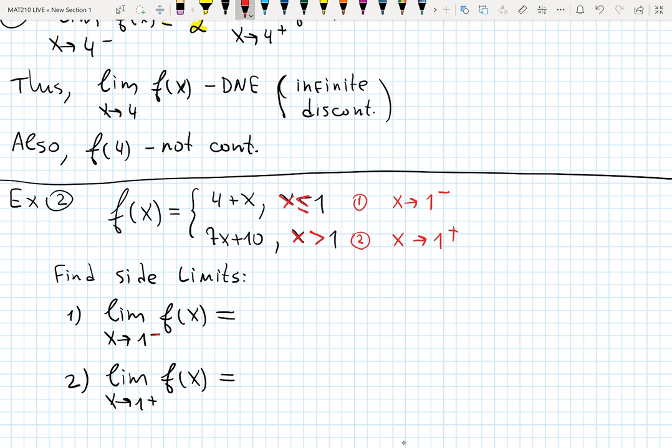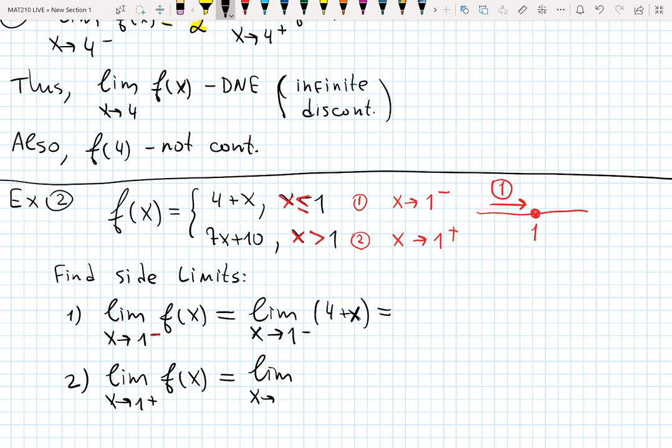The one from the left is not always the first one, but in this case you have to think about it. So approaching from the left, this is how you can imagine it. 1, approaching from the left means I need to choose rule number 1. Rule number 1 is over here. So I will use this limit, and I will calculate the limit as x approaches 1 from the left for 4 plus x.